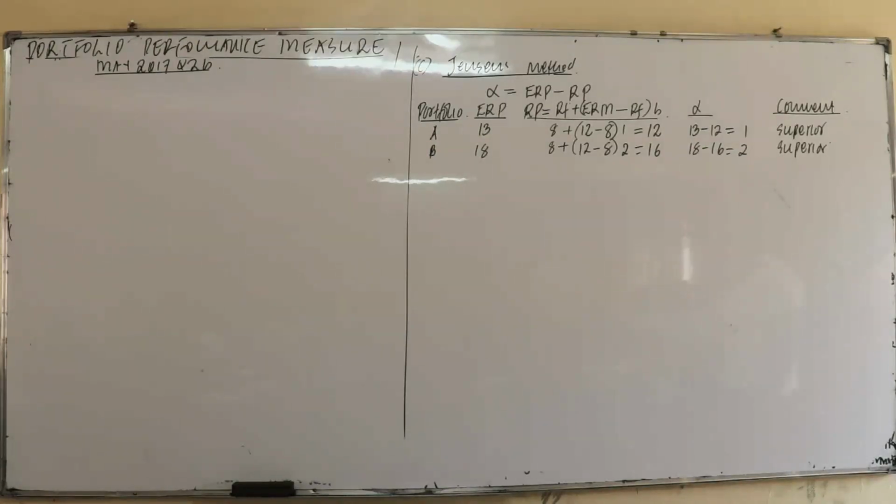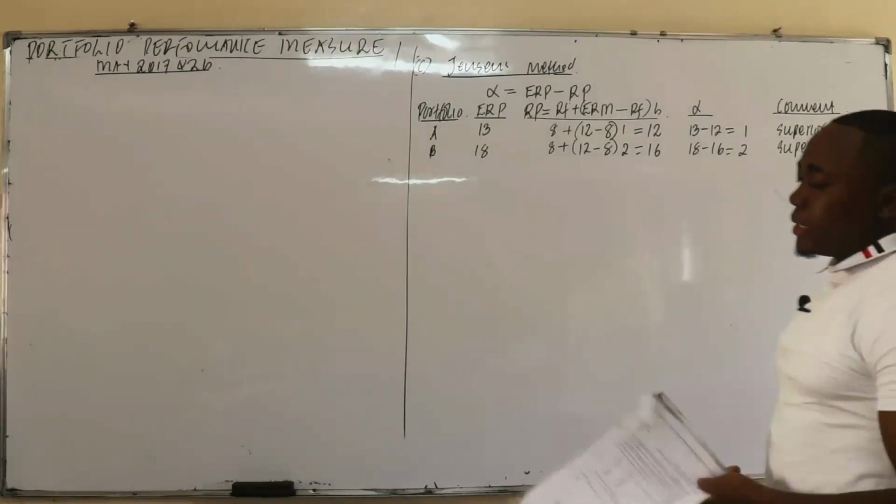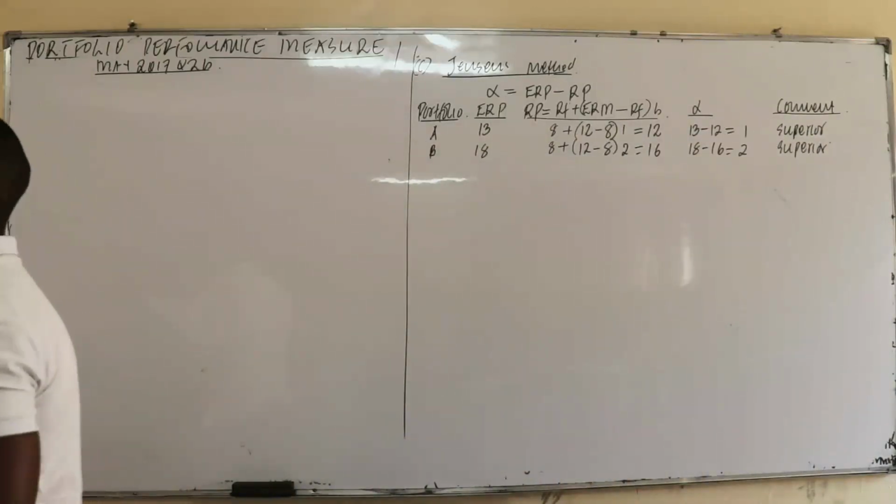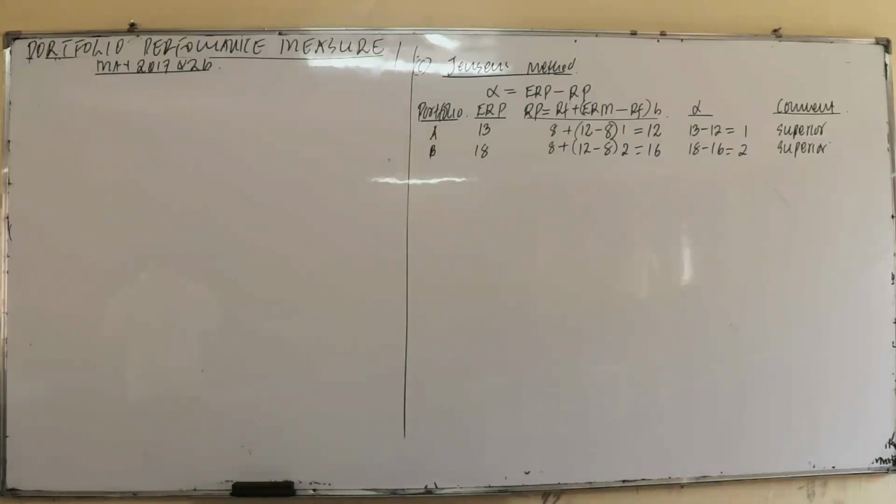Now let's start with question 2A. That's common or general knowledge. Analyze three factors that might be responsible for financial distress in a firm. 6 marks. Three factors. What are the factors that might lead to financial distress in a firm?